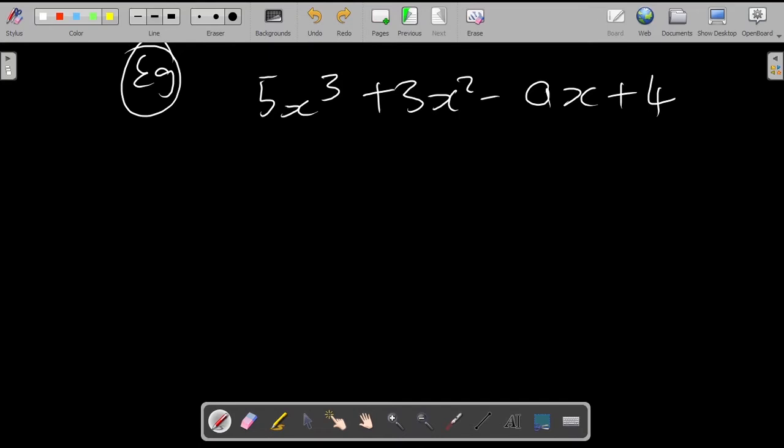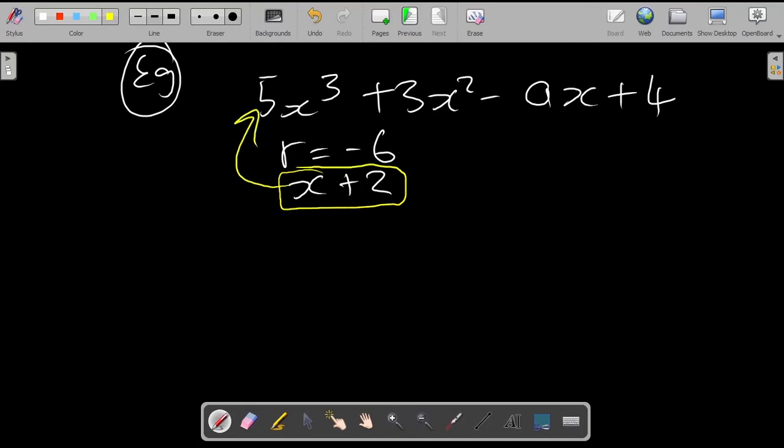And yeah. So let's say we have this polynomial and we're told that the remainder is -6 after dividing by x plus 2, right? So we're dividing by x plus 2. So we want to basically divide the top polynomial by this x plus 2. And we're told that the remainder after doing that is -6.